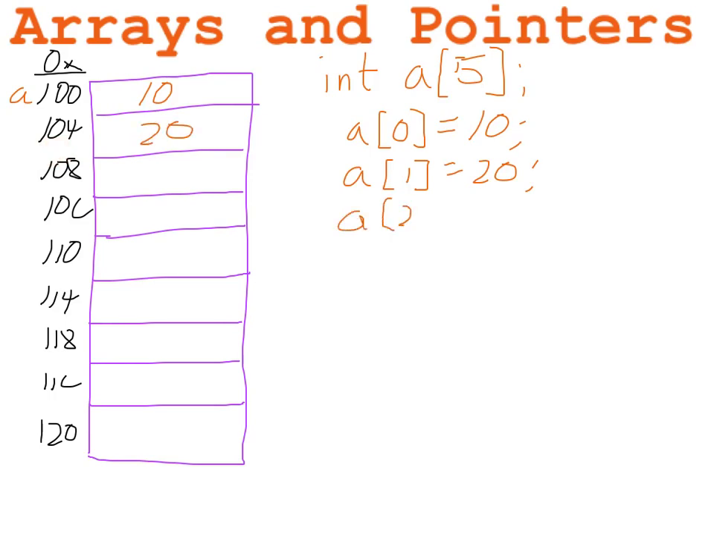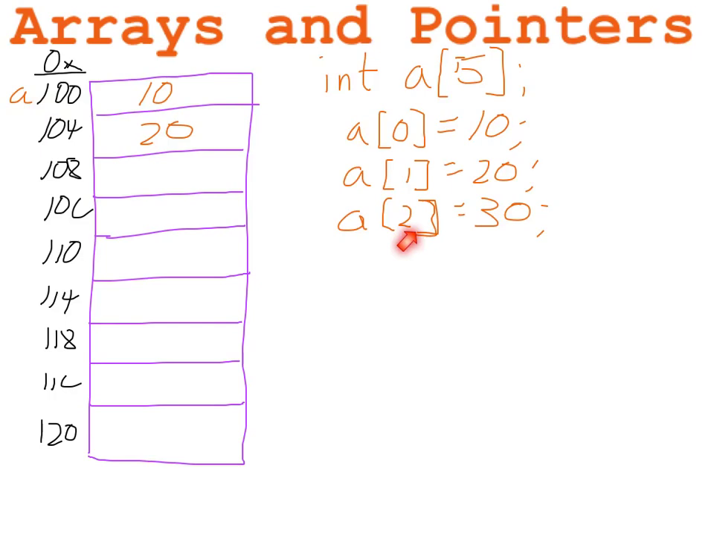Likewise, we can go even further. A of 2, that is a square bracket. A of 2, just keep our pattern of 10s here. A of 2 is equal to 30. Again, it goes to the address of A. Address of A is still 100, that hasn't changed. And then we want to go to the offset 2.